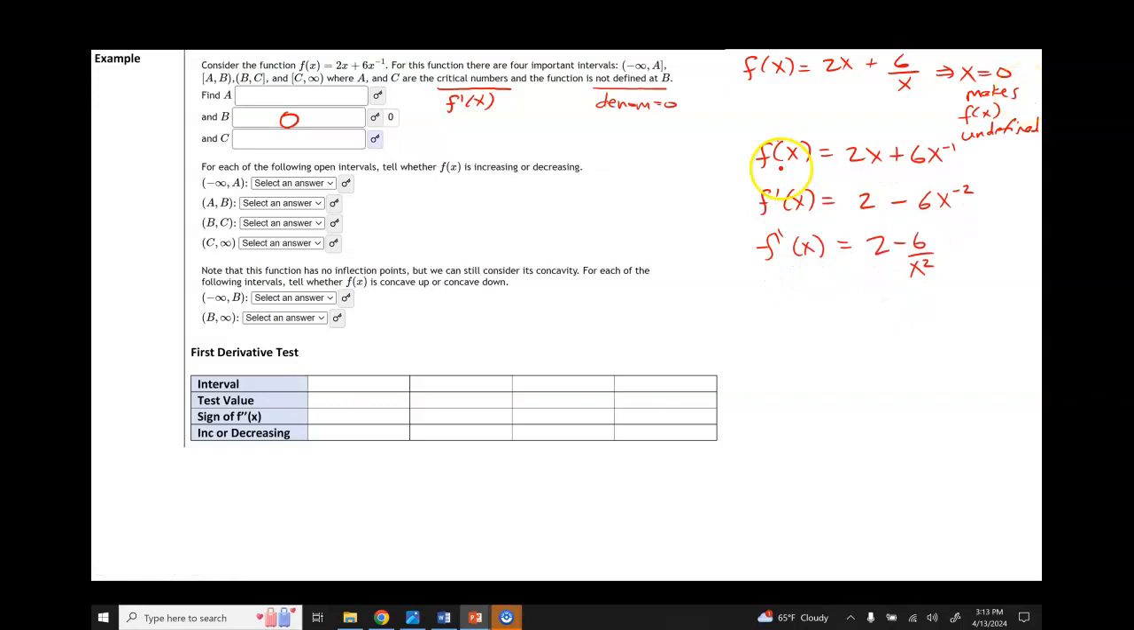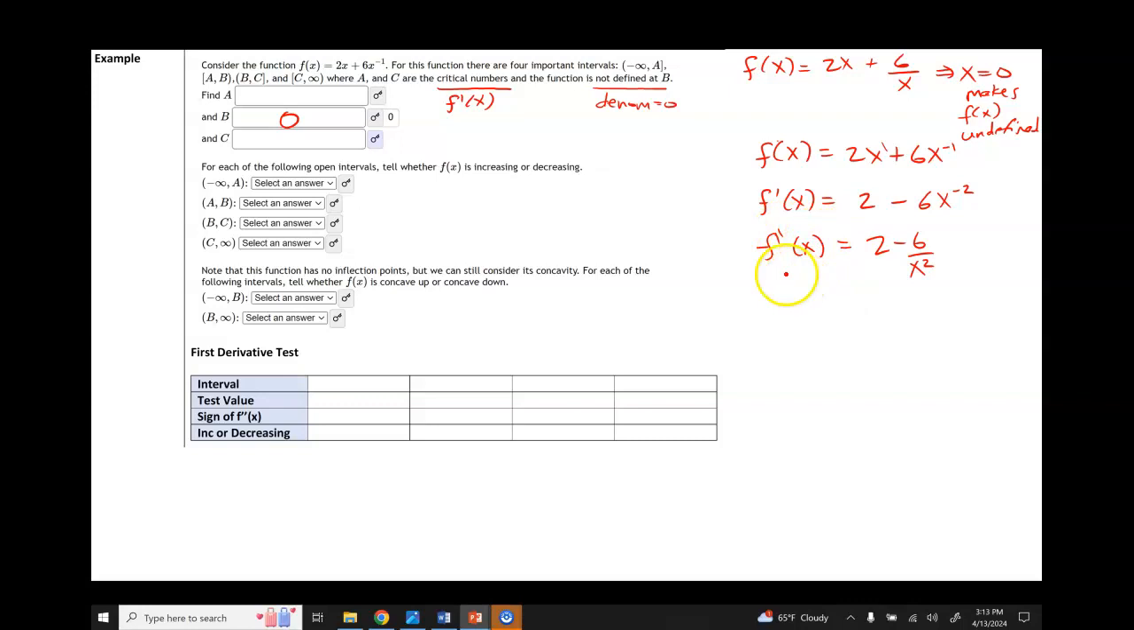Okay, our first derivative for 2x, there's a 1 here. 1 times 2 is 2, and the x goes away, so it's just going to be 2. For 6x to the negative first, you multiply negative 1 by 6, that's negative 6, and subtract 1. That's going to be negative 6x to the negative second power. We can't have negative exponents in our final answer, so it goes to the denominator, and we get 2 minus 6 over x squared. This is going to become the first derivative.